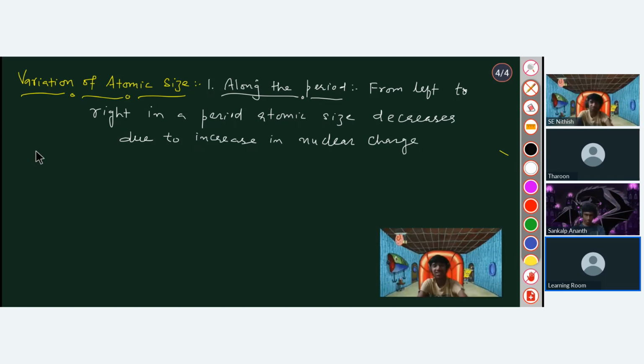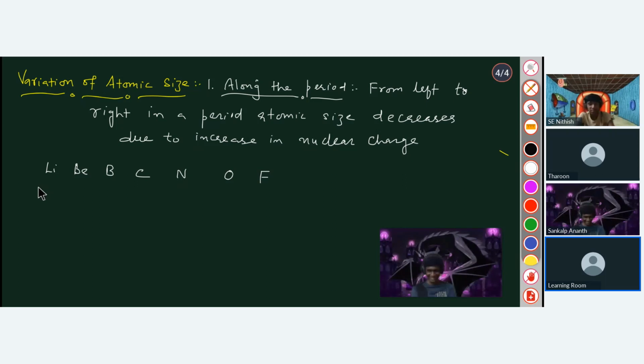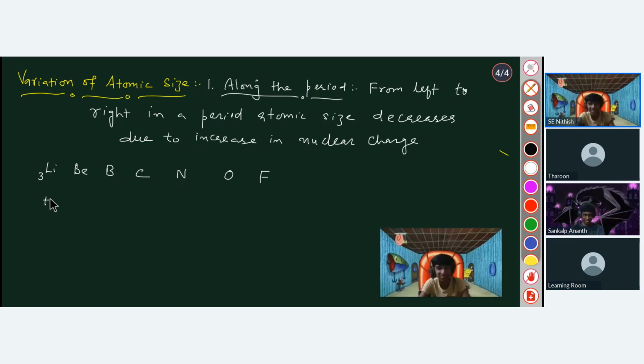So see here, let's talk of period number two. We are having lithium first, then beryllium, boron, carbon, nitrogen, oxygen. Now tell me here, for example, it is lithium. Lithium atomic number is 3. So that means it has how many protons? 3. Exactly. So the charge of proton is positive. So the total charge will be +3, right? So this is the nuclear charge. +3 will be the nuclear charge.